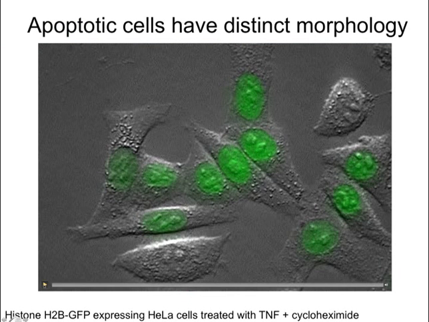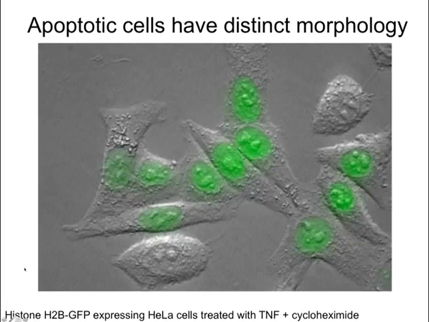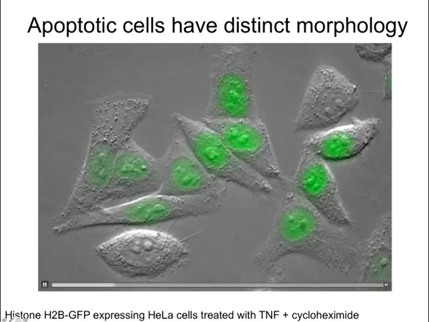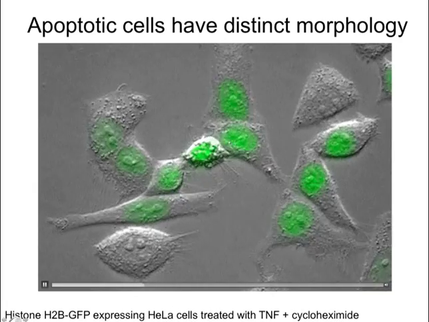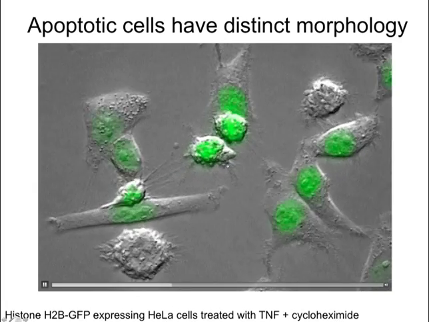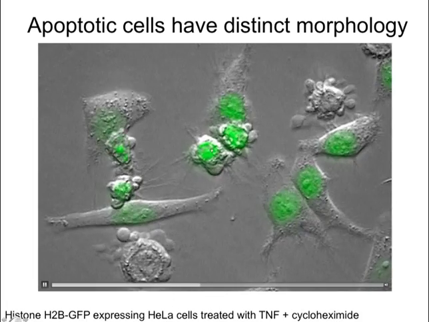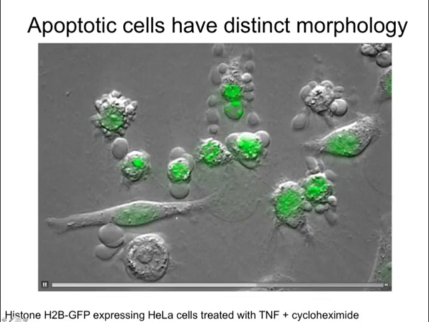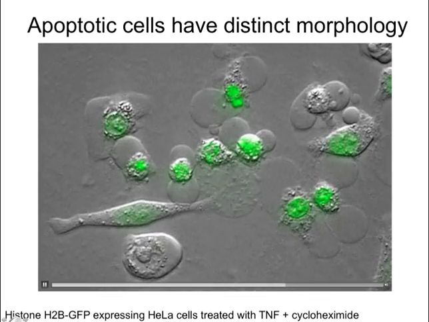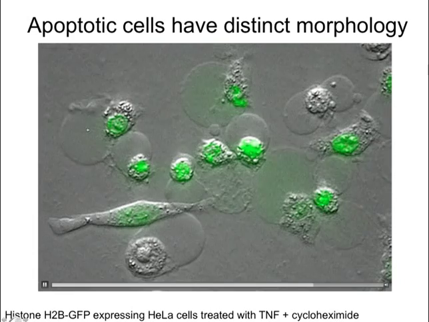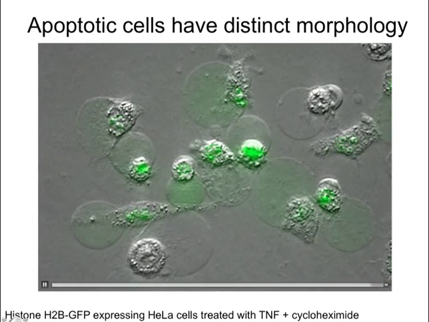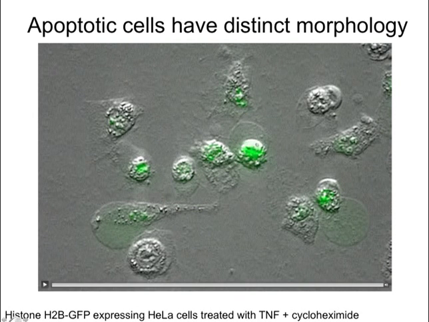So let's just take a look at this. Here are some HeLa cells that are going to undergo apoptosis. Their nuclei are labeled by a histone GFP. And you can see this very distinctive shrinking and blebbing associated with this form of death. When this happens in vivo, these cells would be recognized and phagocytosed fairly early on in this movie. Subsequently, when this happens in vitro, we can observe what we call secondary necrosis, which is the rupture of the apoptotic cell membrane that happens later and leads to the release of cellular contents.